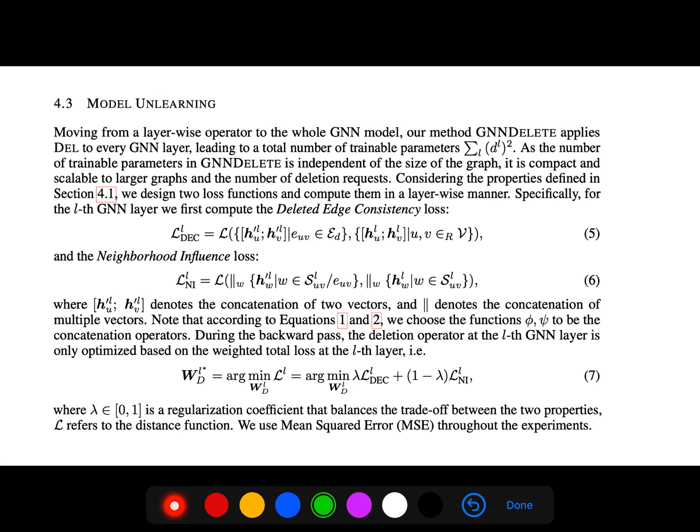Moving from the layer-wise operator to the whole GNN, our method applies Del to every GNN layer. So for the l-th GNN layer, we first compute the deleted edge consistency loss and the neighborhood influence loss. We combine them, and it becomes our total loss.